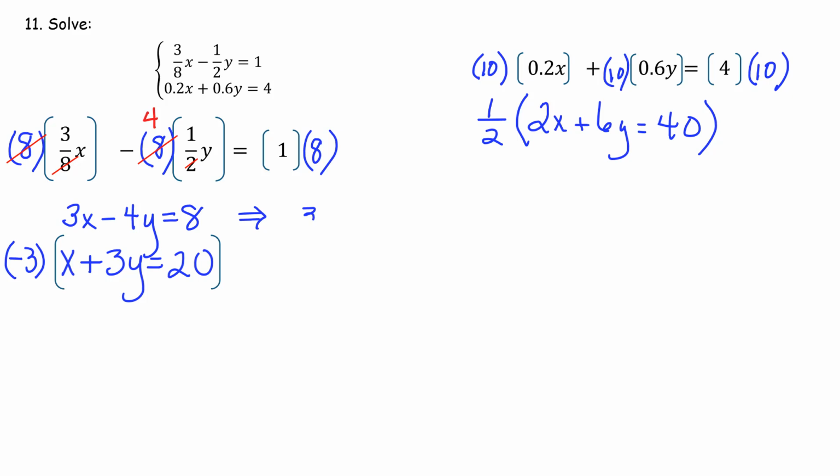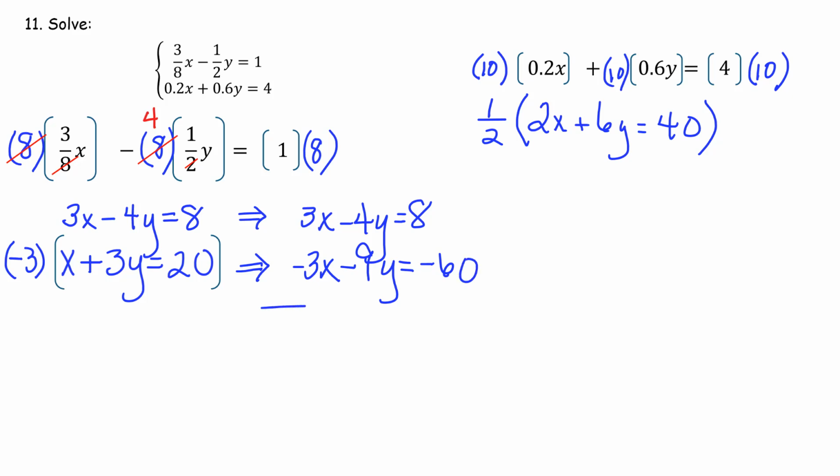So the first equation stays the same. I'm not doing anything to that. Second equation becomes -3x minus 9y equals -60. So when I add those two equations together, the 3x and the -3x cancel, and I'm just left with -13y equals -52. And when I divide both sides by -13, I'm going to get that y is equal to 4. So I've got my y.